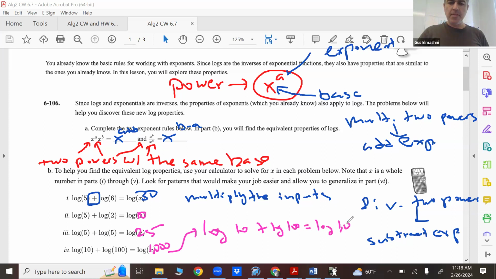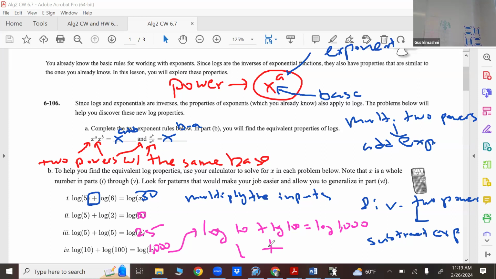Log 10 is 1, right? Because 10 to the 1 power. Remember, when you don't see a base, what do we see the base of? You guys remember? You don't see one? 10. So it's a common log, right? So 10 to the 1 power equals 10. So that's 1. Log of 100.